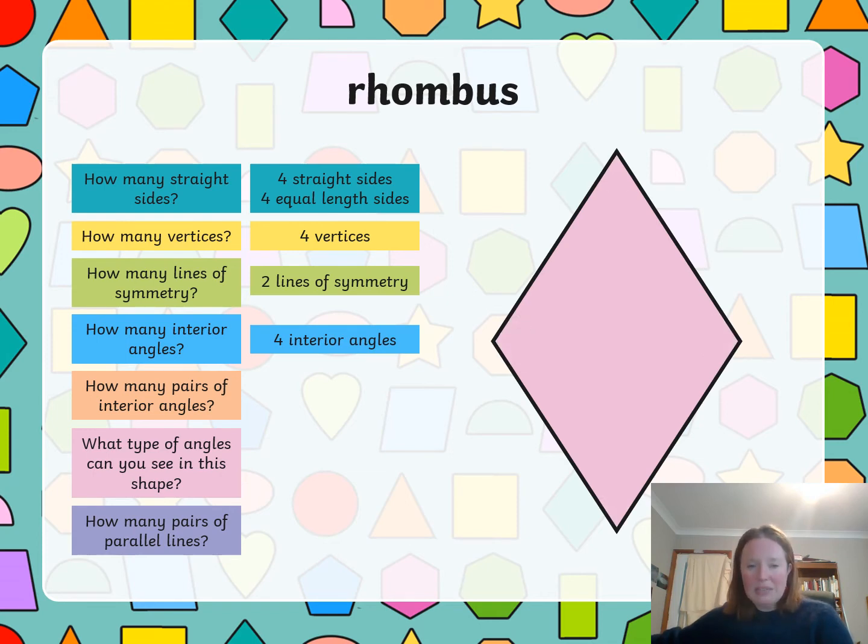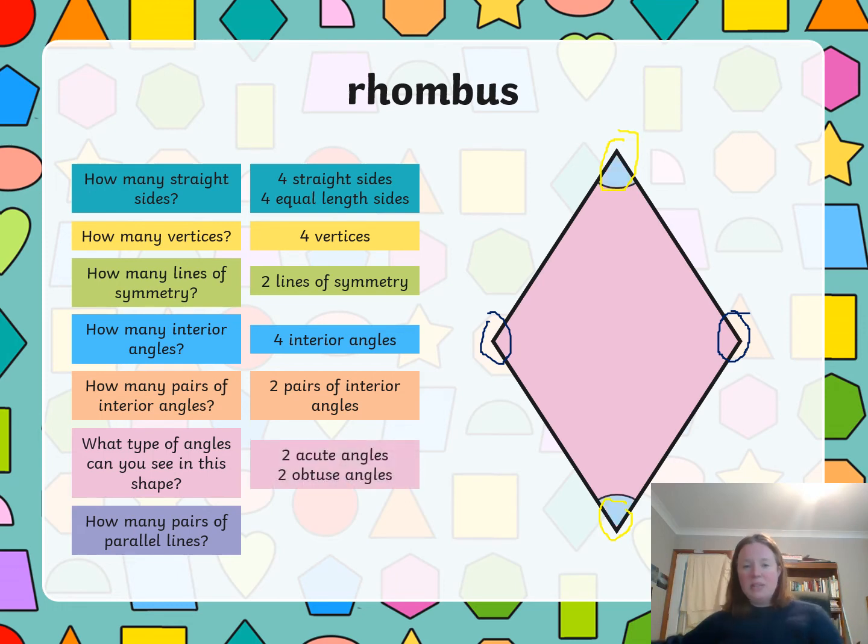How many pairs of interior angles? We've got 2 separate pairs, so those pairs will measure the same each pair. But see, the top pair, the yellow pair, will measure the same, and the dark blue pair will measure different. So each pair will measure different amounts of angle degrees. Okay.